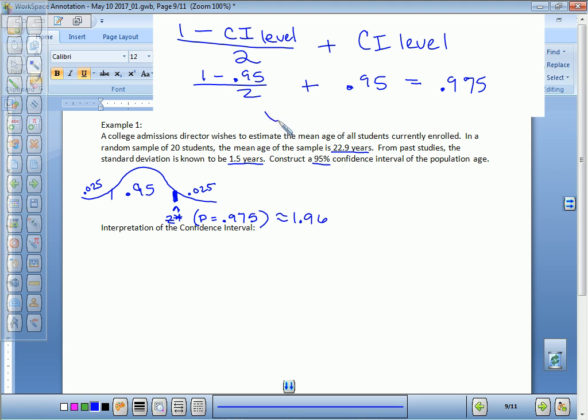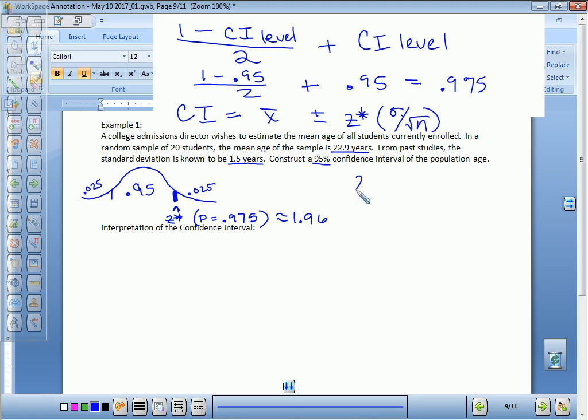All right, the formula once again for the confidence interval is X bar, the mean of the sample, plus or minus the z-score associated with the level of confidence, times the standard deviation of the population divided by the square root of n. So let's look for those things in this problem.